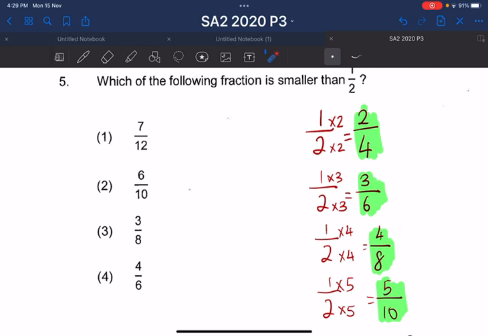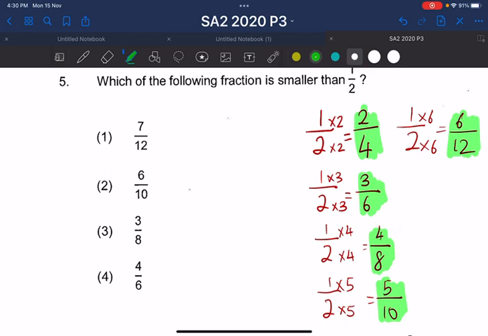So now we are going to look at a number that is smaller than all these numbers, all these fractions that you are seeing in green. Okay, let's start with looking at the first one, 7/12. Now 7/12, for us to get to a 12, what we can do is we multiply it by 6. We are going to get 6/12. This is also another halves that we can get.